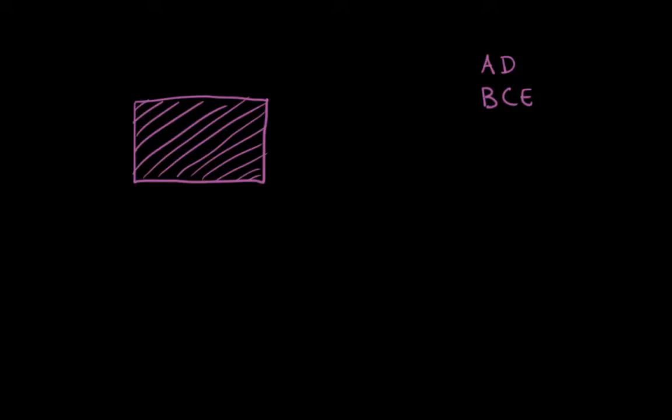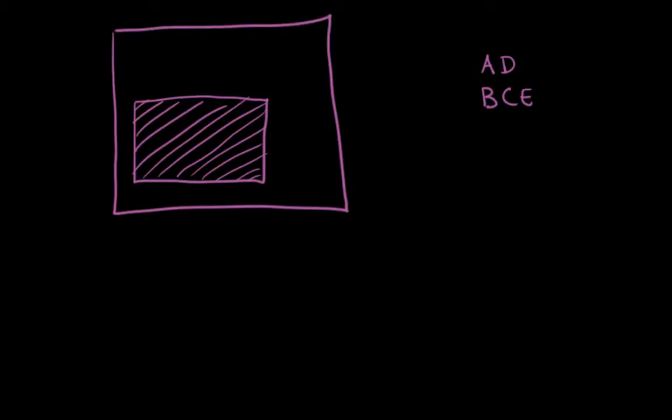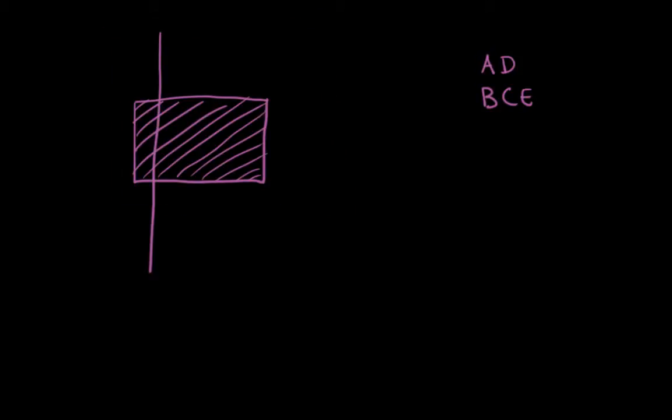Let's say that this shaded rectangle represents a table, and I want to put a sheet of glass on top of the table. Let's say that the glass looks like this. Well, that glass covers the entire area of the table and its edges are parallel to the sides. But let's say that the glass looks something like this.